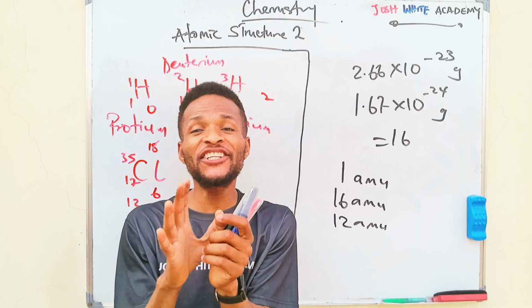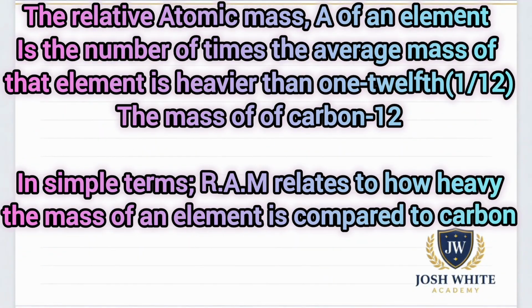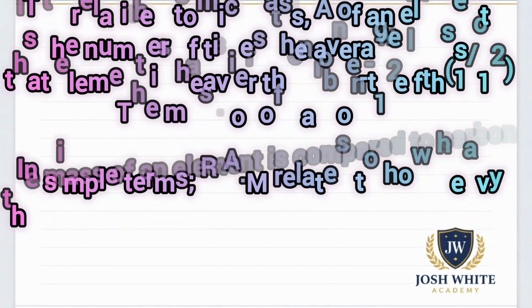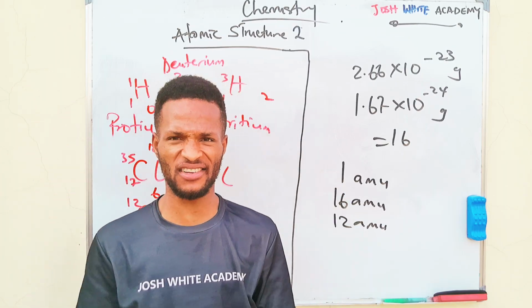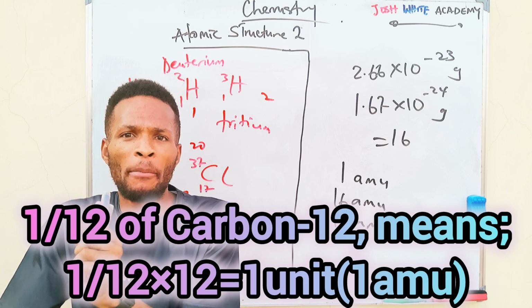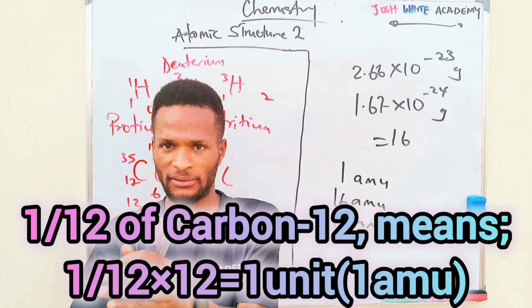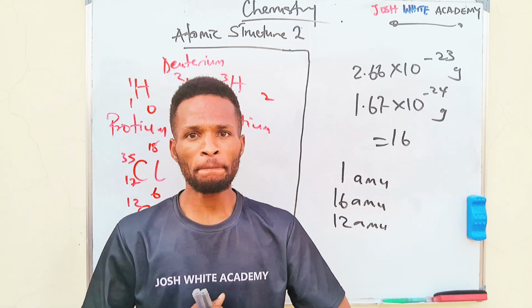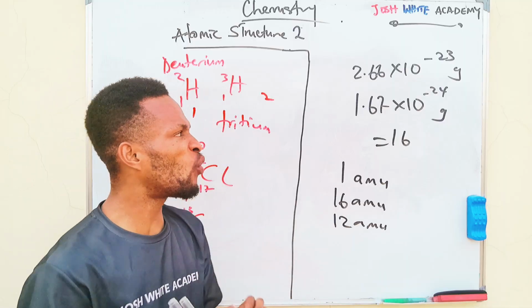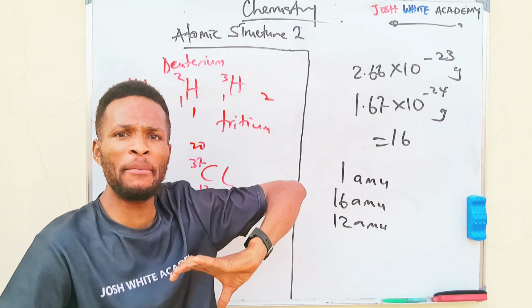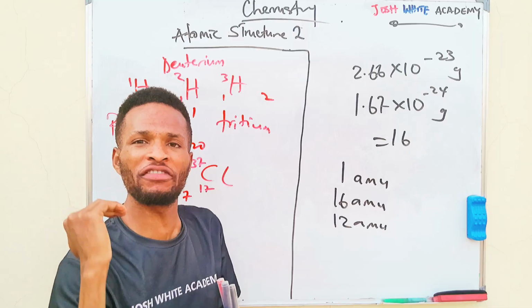And that leads to the definition of relative atomic mass as the number of times the average mass of an atom is heavier than 1/12 the mass of carbon-12. This may look complex, but what it simply means is 1/12 the mass of carbon-12. Carbon-12 is seen as 12. So 1/12 carbon-12 means what? That means it's a ratio where the relative atomic mass of an element is divided by a reference point of carbon.